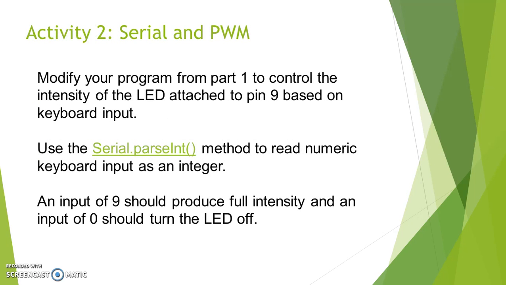Okay, welcome back. So hopefully you had fun setting up your LED and experimenting with PWM. Now what I'd like you to do next is incorporate what we learned yesterday with keyboard inputs. So modify your program from the first activity to control the intensity of the LED based on user input. And you can use the Serial parseInt method to read numeric inputs from the keyboard and use that to have the LED be anywhere from 100% intensity at 9 to off at 0.